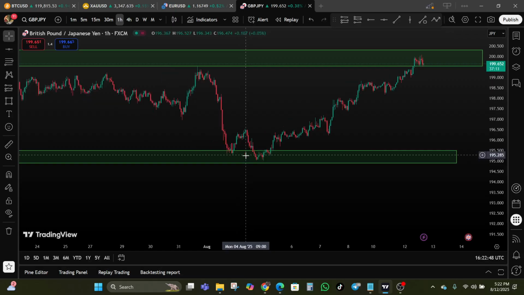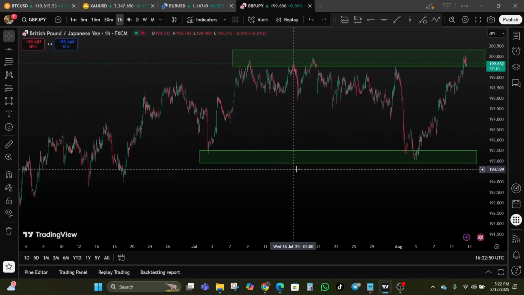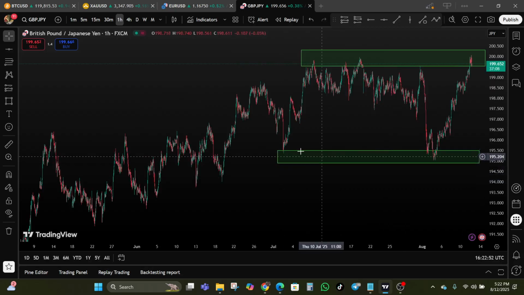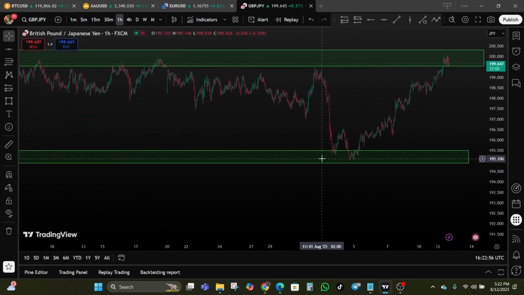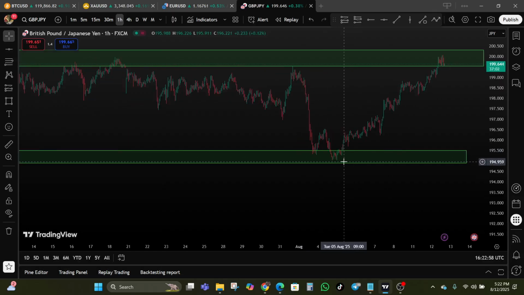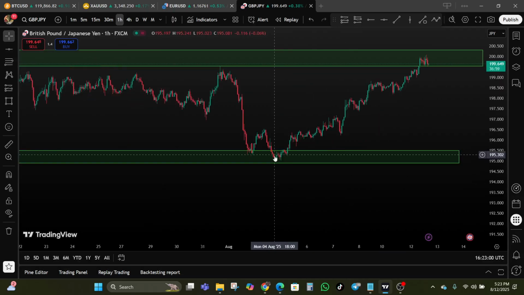And a zone that is still fresh. Consider the freshness of the zone, and what we mean is a zone that has not been tested yet. As you can see, this particular zone, for example, was a fresh zone. And this was an example of a pattern where we had a cluster of candles, then an impulsive move, and a brief retest.